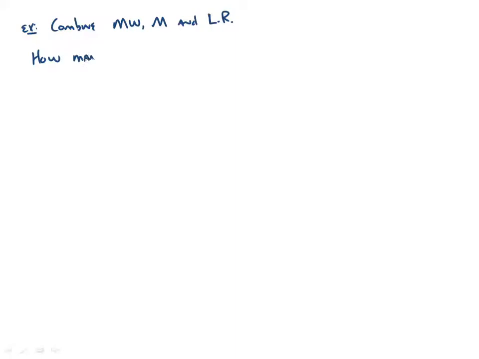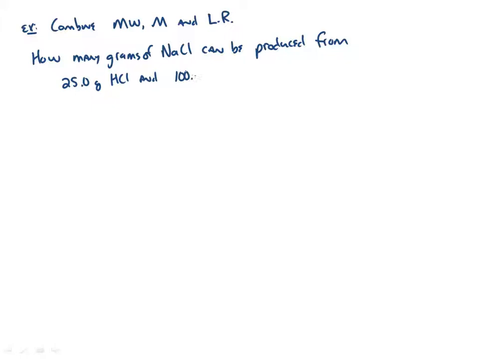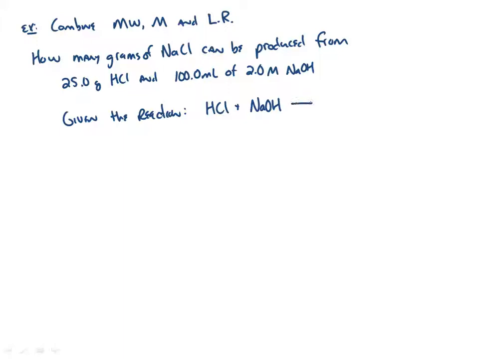So how many grams of NaCl can be produced from 25.0 grams of HCl and 100.0 milliliters of 2.0 molar NaOH, given the reaction HCl plus NaOH goes to NaCl plus H2O plus heat, since it's an acid-base reaction.